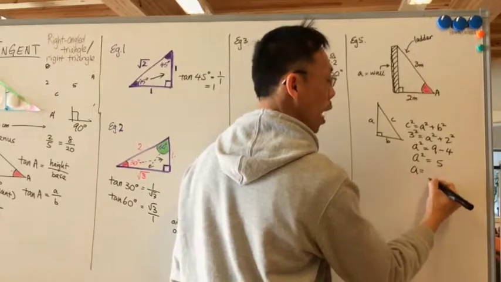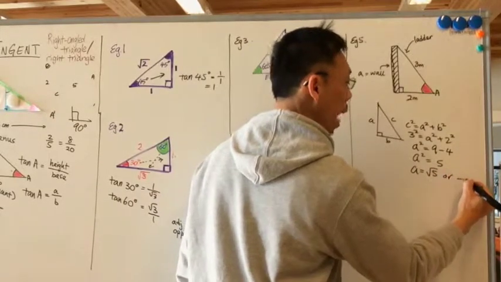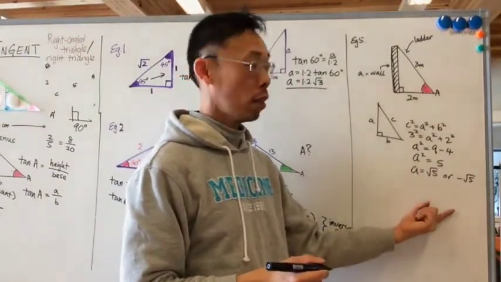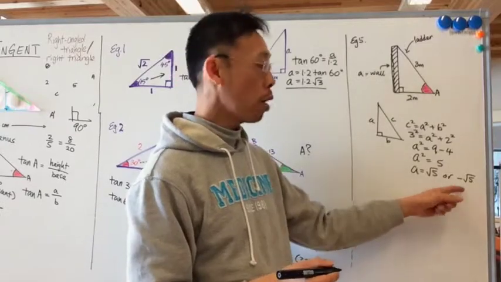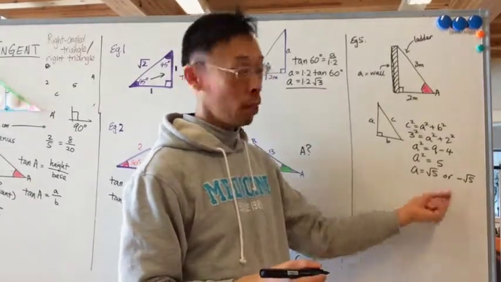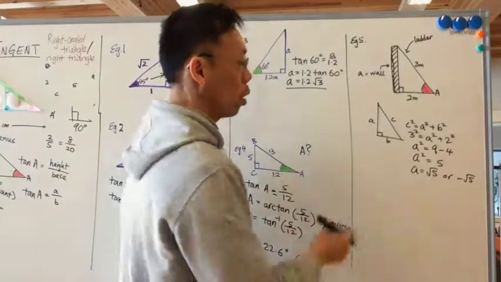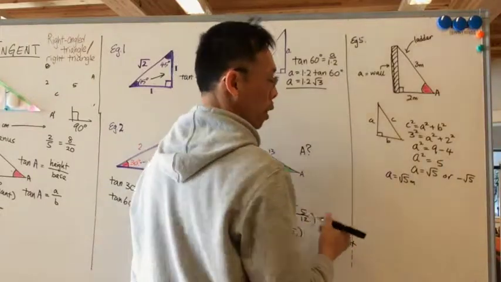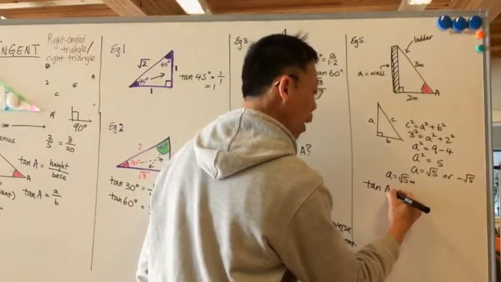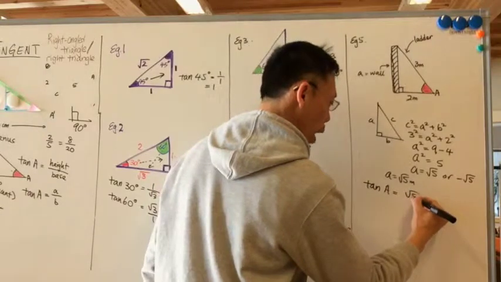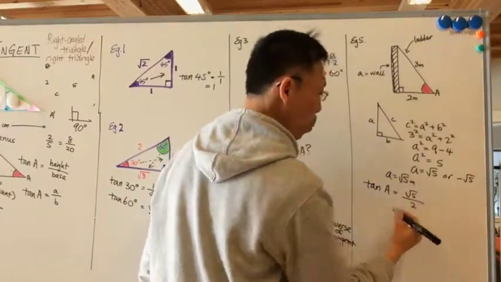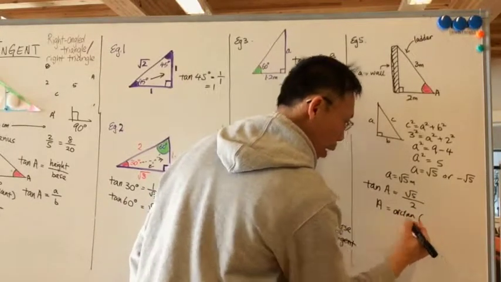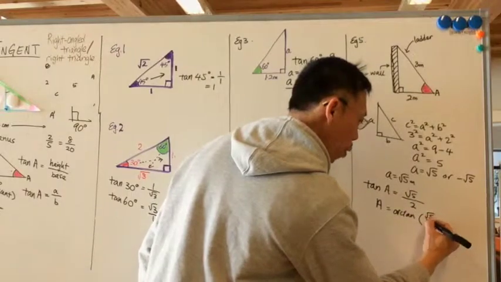Here we're going to have two answers. a is equal to square root of 5 or negative square root of 5. Obviously, you can see one of these answers should be rejected. Right, this one, because the height of the wall cannot be negative. It has to be a positive height. So we have to say a now, in this case, is square root of 5 meters. Therefore, I can now continue. Tangent A is equal to height, square root of 5, over the base, 2. And A itself is arctangent, that is the inverse of tangent, of square root of 5 over 2.